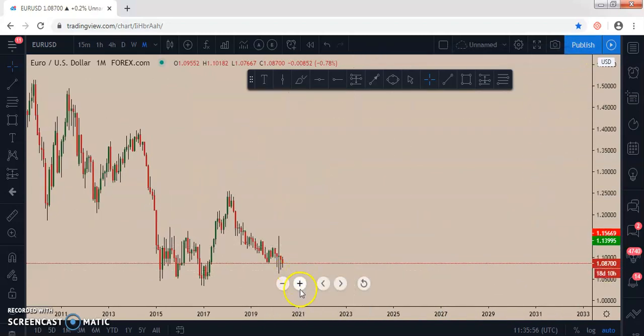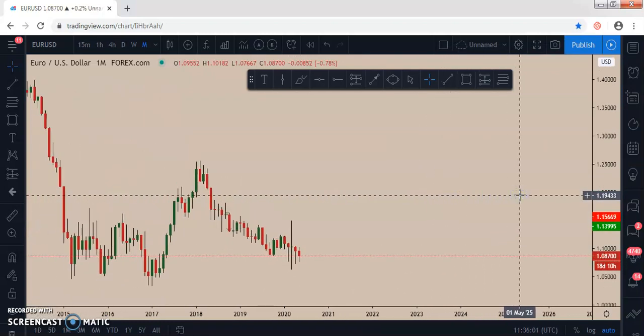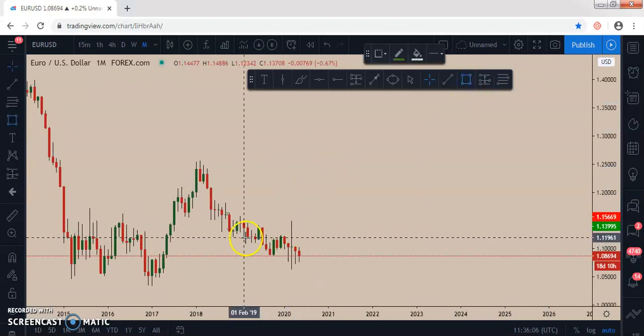Okay, now this is the monthly time frame. What can you see first? The first thing you can see now is that the market is in a downtrend. And why is it in a downtrend? It broke structure and retested that structure area.